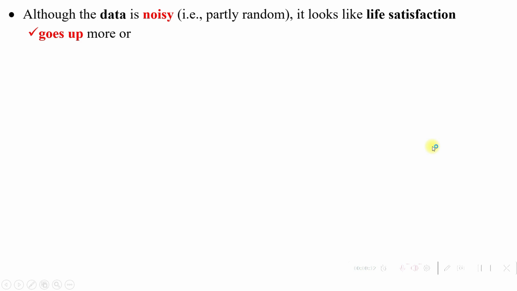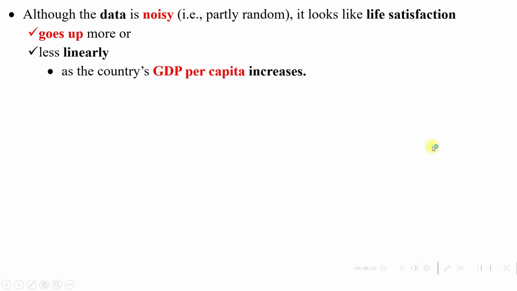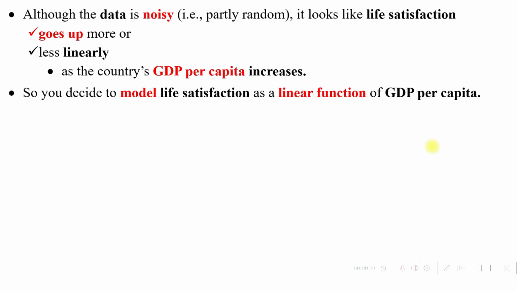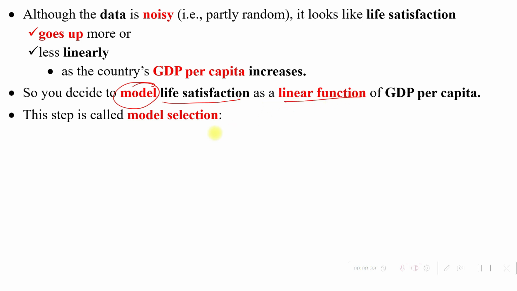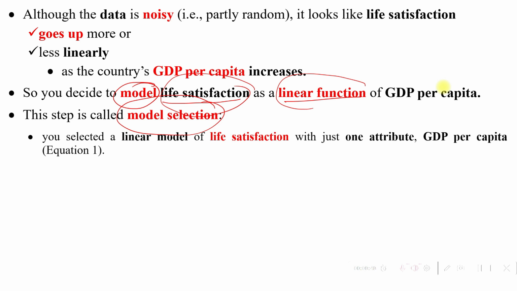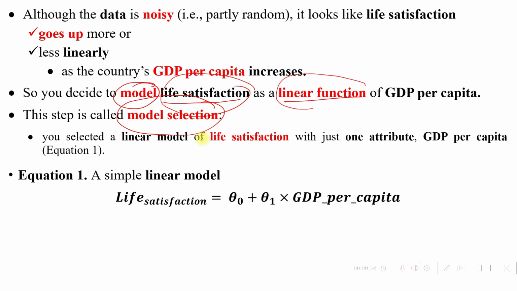It looks like life satisfaction goes up more or less linearly as the country's GDP per capita increases. So you decide to model the life satisfaction as a linear function of the GDP per capita. We are developing one model for the life satisfaction as a linear function of the GDP per capita. This is called model selection. By model selection, we establish a relation between life satisfaction and GDP per capita. We should select a linear model of the life satisfaction with one attribute called GDP per capita.